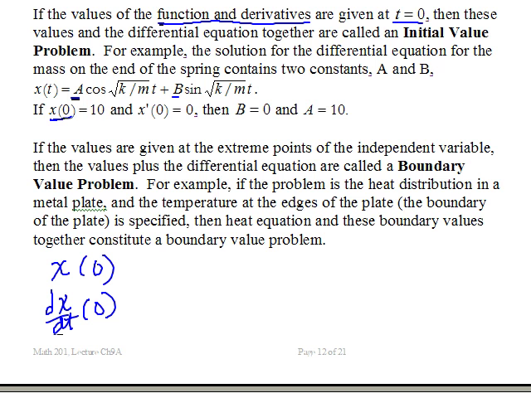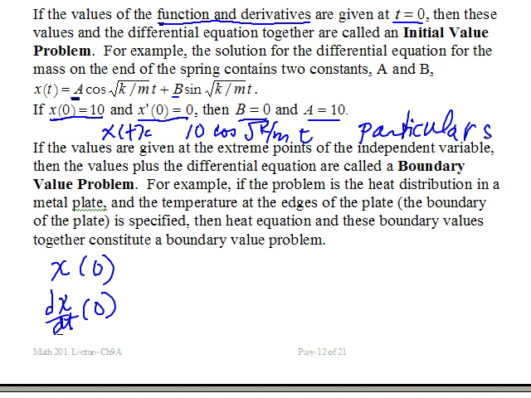If we knew that the value of x at t equals 0 was 10, and the value of the first derivative was 0, we could plug that information in and find that B equals 0 and A equals 10. This would be the particular solution. I'll write it here. So x of t would equal 10 times the cosine of the square root of K over M times t. This would be a particular solution. When you have the differential equation and the values at t equals 0, you call it an initial value problem.